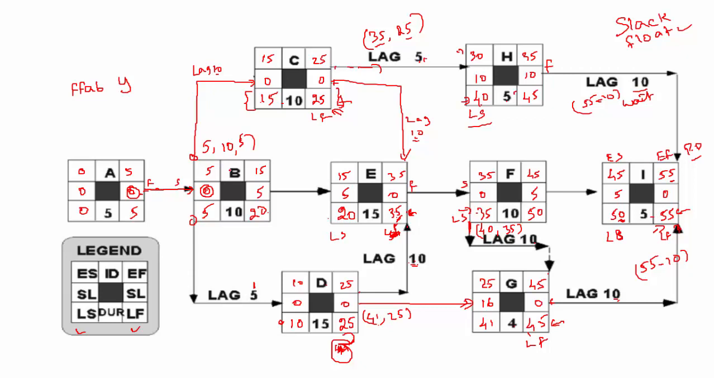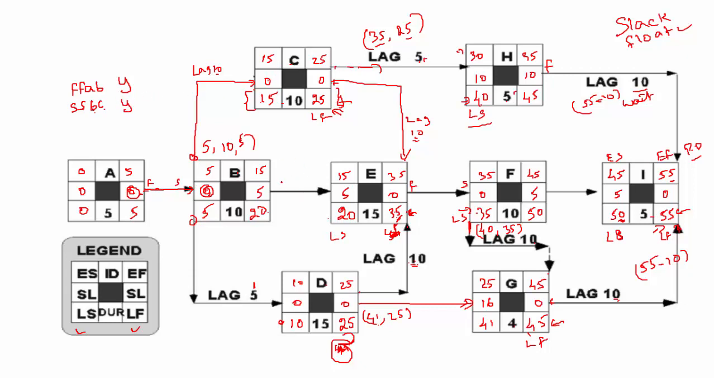Okay, let's do a couple more. What about activity B and C? Activity B and C, what is the relationship? Start to start. So is B and C with the start to start relationship critical? So yes, watch, B start 0, C start 0. So yes, it is critical.